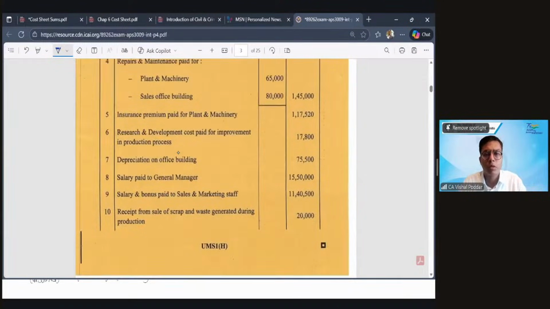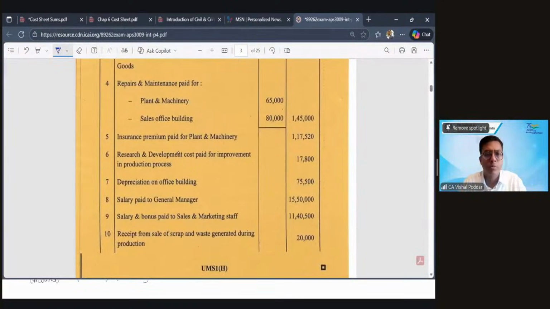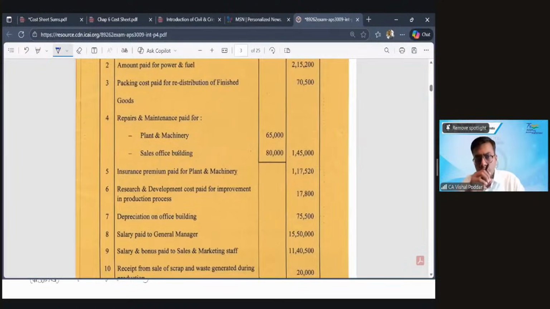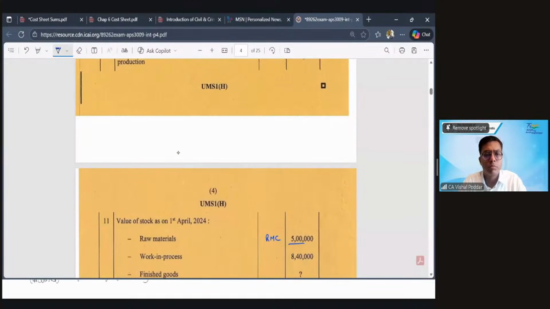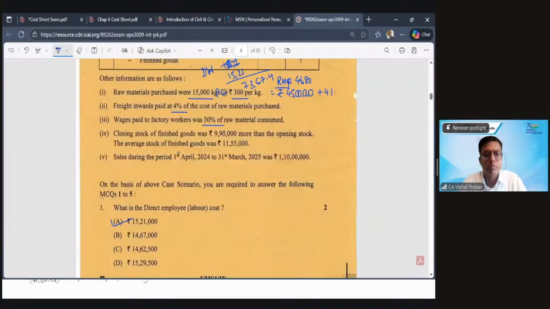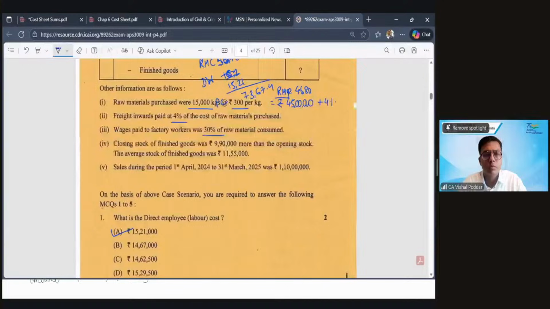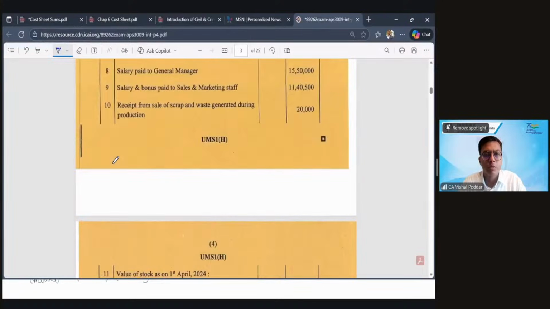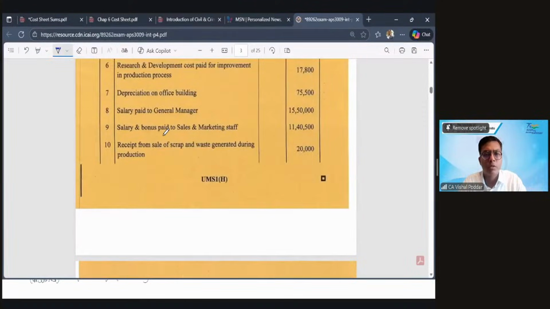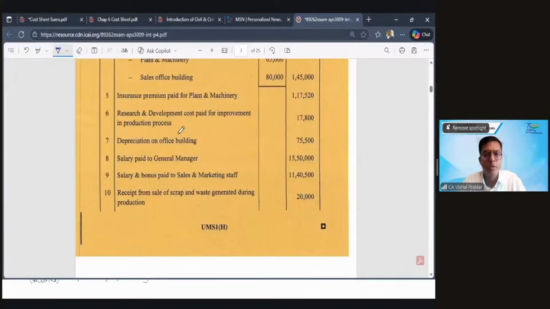General manager, office building, improvement in production process, premium paid. Accounted for employee cost, sir, bonus. Where is bonus? If bonus is of direct workers, you should consider it, but where is bonus? But this is of sales, na, beta. It is not of direct workers. Okay, sir. It is salary and bonus both. This will come in selling overheads.